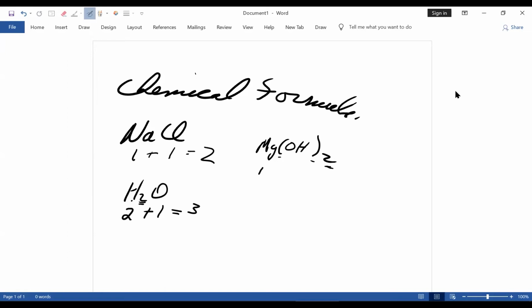Magnesium hydroxide, 1 magnesium. How many oxygen? Well, there's 1 here, but you multiply it by 2. So the answer would be 2 oxygen. And notice there's 1 hydrogen here, but it's inside the bracket, and the number outside the bracket, lowercase to the right, is 2. So that means there's 2 hydrogens. And if I do my math correctly, there are 5 atoms in magnesium hydroxide.